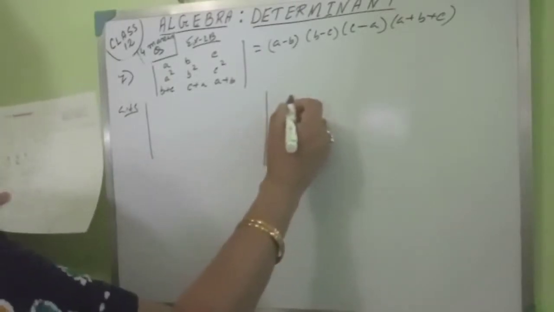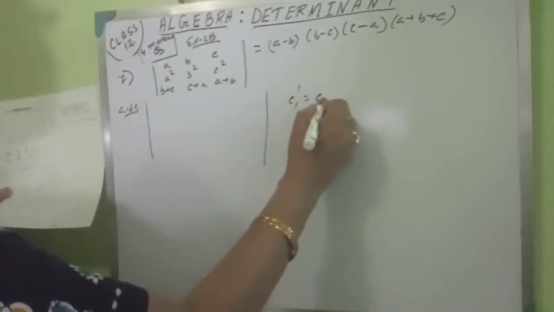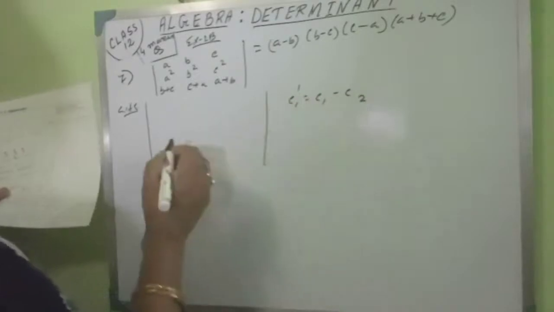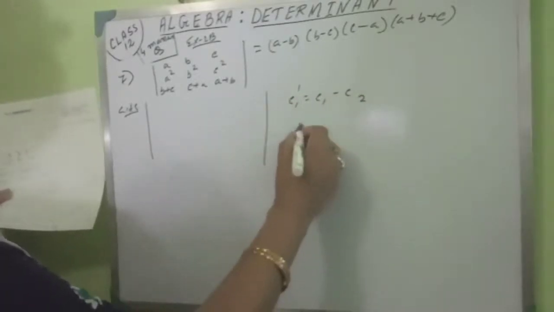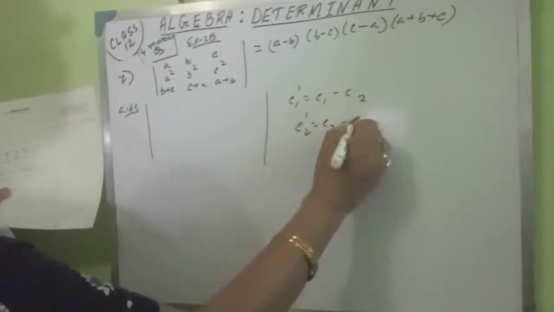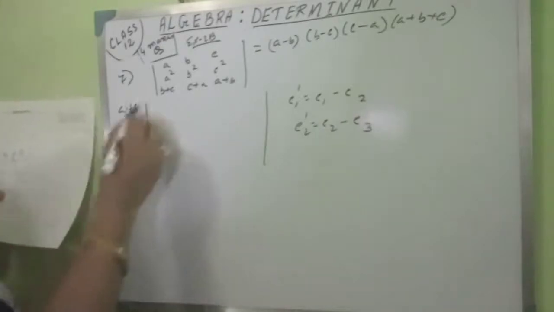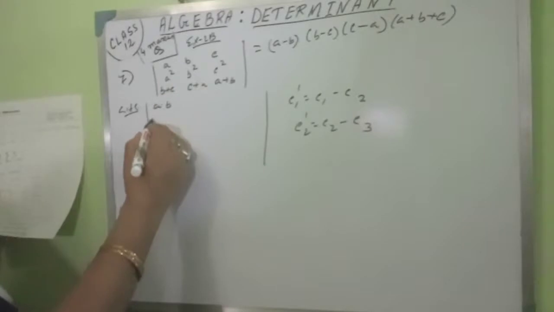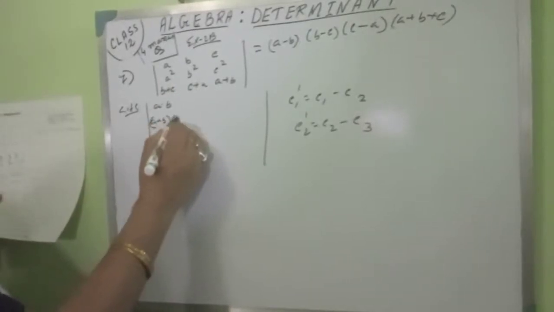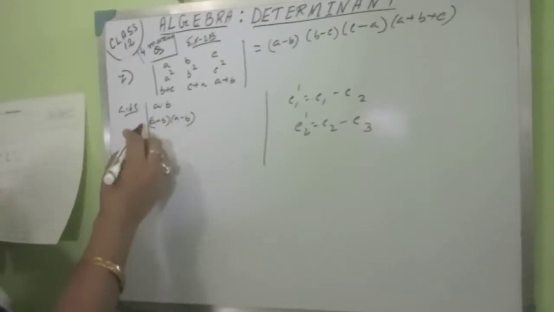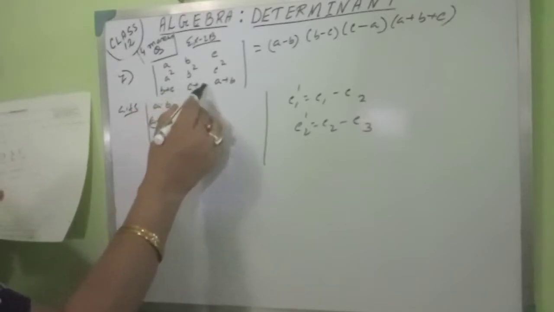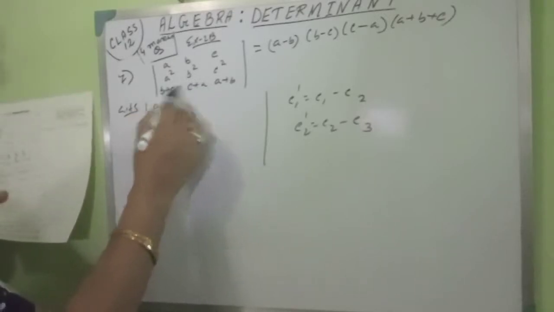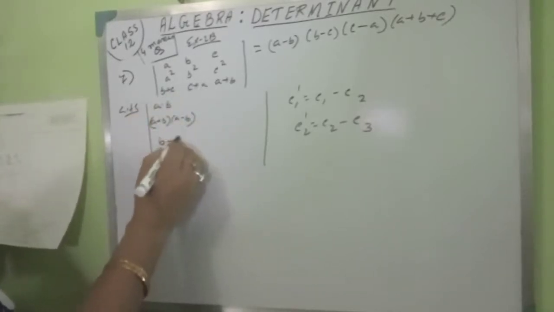At first C1 dash: it is C1 minus C2. Then C2 dash: C2 minus C3. That means A minus B. And A square minus B square means A plus B into A minus B. Write directly. And it's coming B plus C minus C plus A. So B plus C minus C cancel, it will be only B minus A.